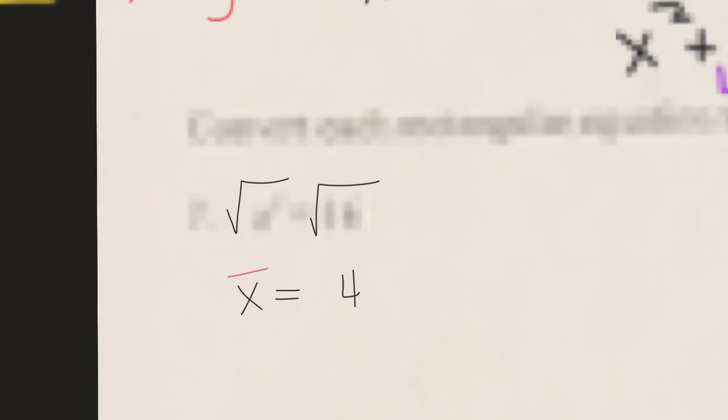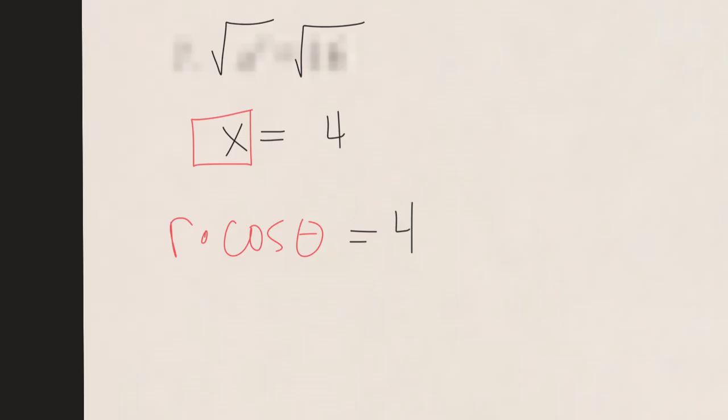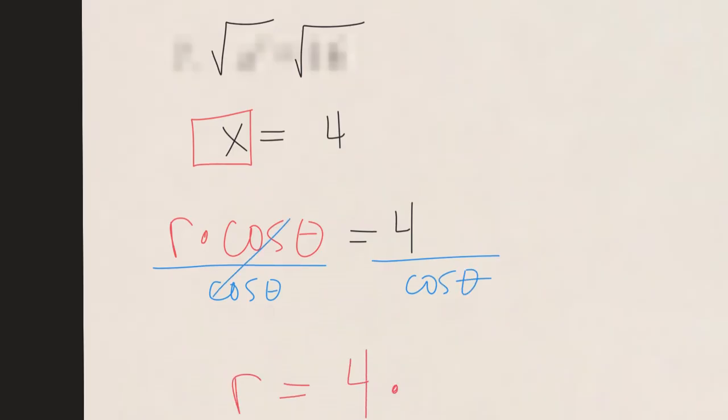And now that I have x, I can replace x with r times the cosine of theta. The last thing to do with these polars is to solve for r. Every polar equation is going to be solved for r, so I have to divide both sides by cosine. And what is my trig equation when I divide something by cosine? That's actually going to be a secant. So the answer is r equals 4 secant of theta.